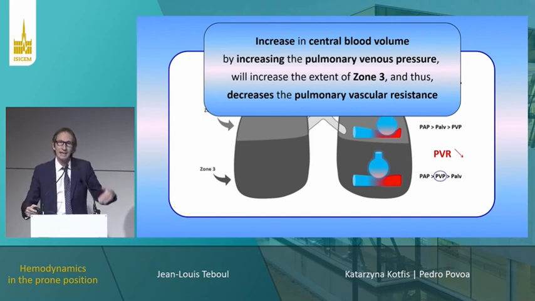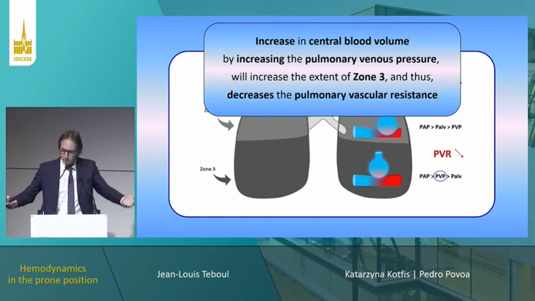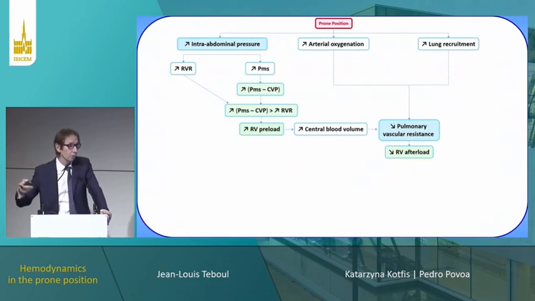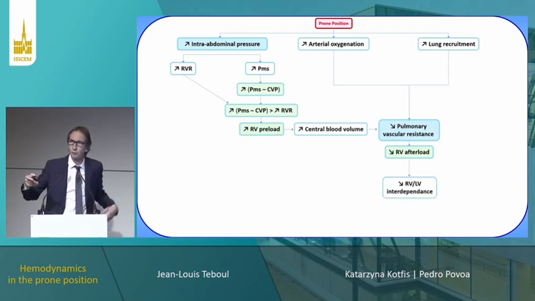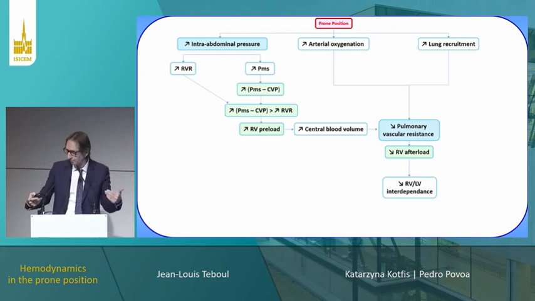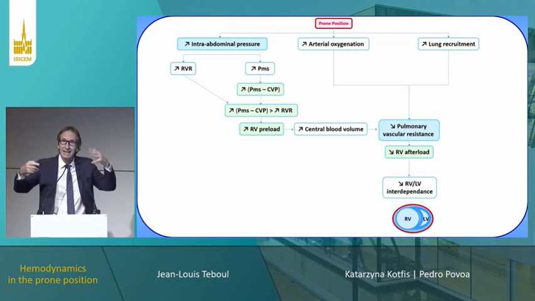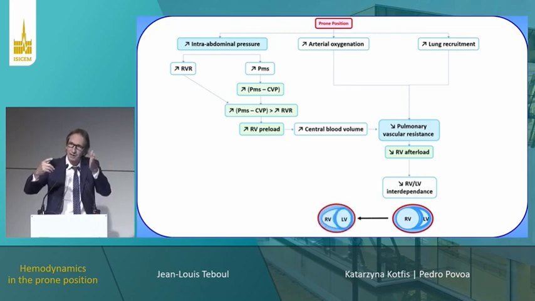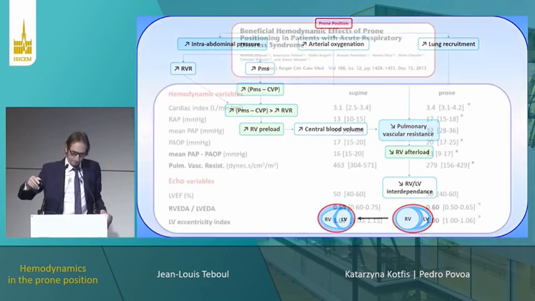So again, you increase the extent of zone 3 by reducing the extent of zone 2, and you improve the pulmonary vascular resistance. And this should result in a decrease in the right ventricular afterload. And this decrease in RV afterload should result in a decrease in the RV-LV interdependence phenomenon. So in patients with dilated RV, this could be beneficial, and this could improve the LV preload by reducing the size of the right ventricle.